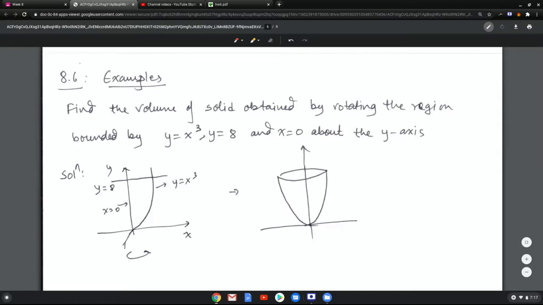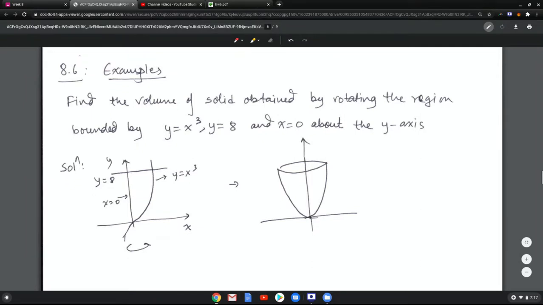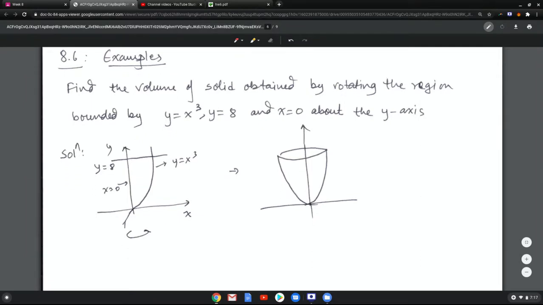Now sometimes you may have to do the rotation around the y-axis, and you just have to be careful. So let's look at this example. Find the volume of the solid obtained by rotating the region bounded by y equals x cubed, that's right here, y equals 8, that's right here, and x equals 0, about the y-axis.